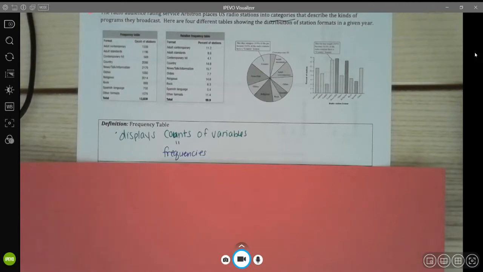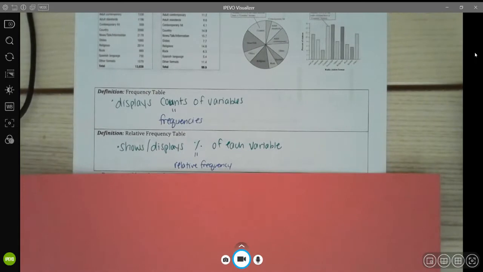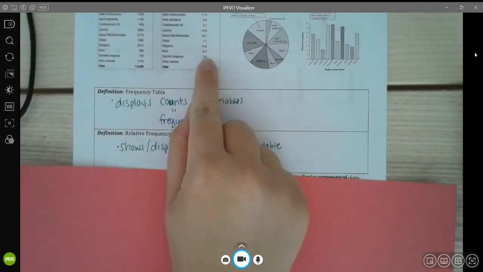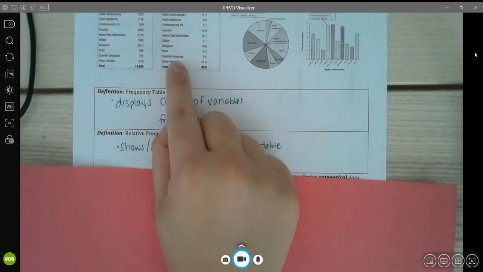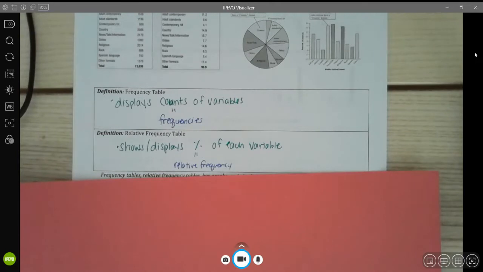Okay. Then we have a relative frequency table. This tells you the relative frequency in terms of the total. So that's going to display the percent of each variable. The relative frequency is another word for percents that you'll hear. So for example, instead of saying that 750 programs are from the Spanish language, I could say that 5.4% of all the surveyed stations were related to the Spanish language. So it's just another way of saying things.